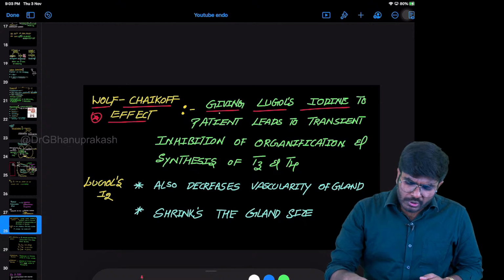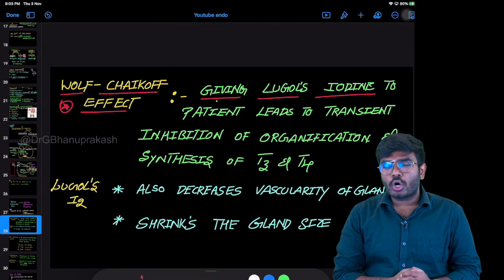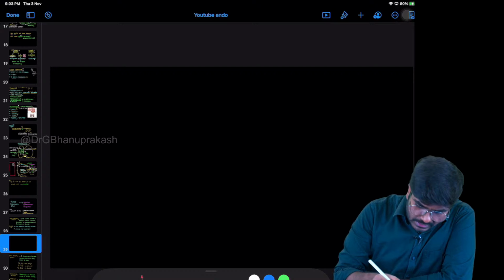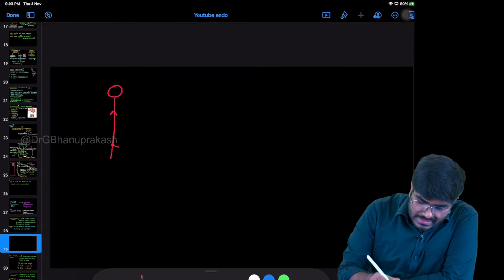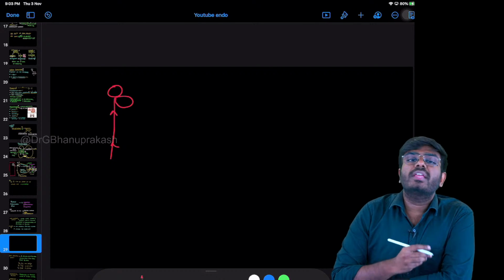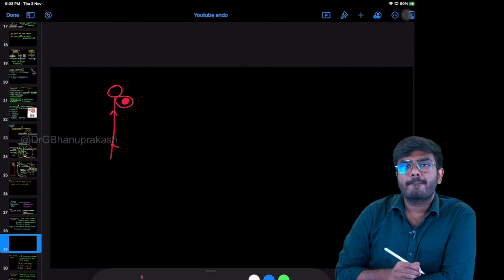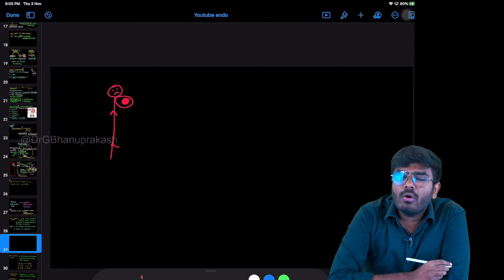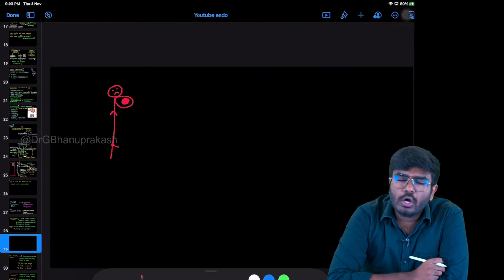But I don't want you to know just this simple thing. Why is this important? How is this clinically relevant for us as doctors? Now, let's take up a hypothetical scenario. Imagine there was this one person who is having a goiter, a big tumor in his thyroid gland. Now, you came to know there is this tumor and you want to operate on this tumor.